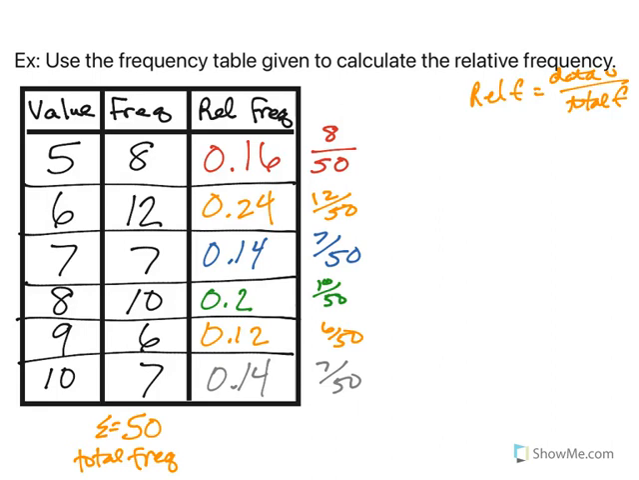Now, one thing to note about the relative frequency is that if we total that up, we should get a value of 1 because it represents all, right? So the proportion would be 1. And that's how we calculate relative frequency.